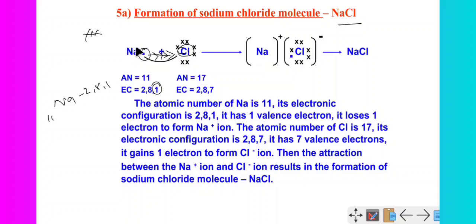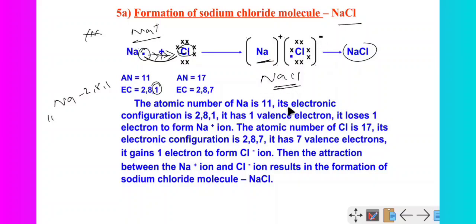Sodium will lose the electron. After losing the electron, what charge does it have? It has a positive charge, as you can see in the picture. And this is how NaCl is formed. Chlorine has gained 1 electron, so NaCl is formed.